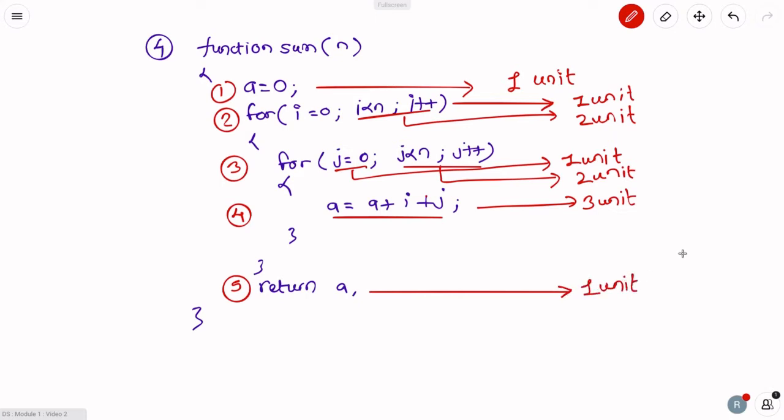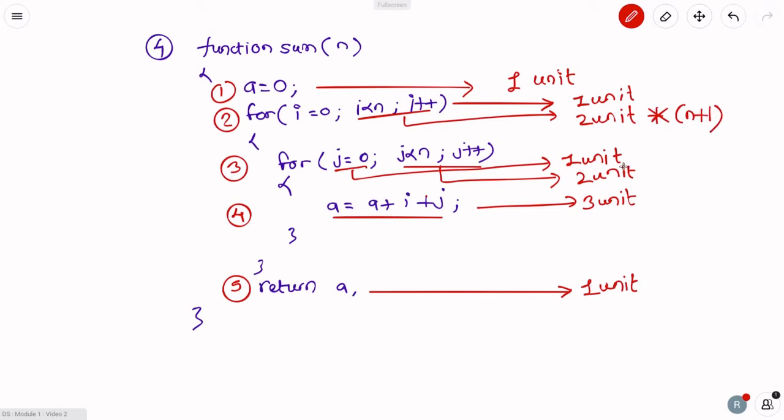Now, as we have written the time required for execution of each and every statement, let's see how many times each statement is going to execute. So the first statement is going to execute only once. The second statement is going to execute for n plus 1 times. So let me write here, this 2 unit will run for n plus 1 times.